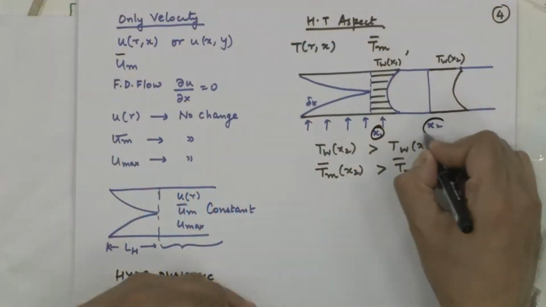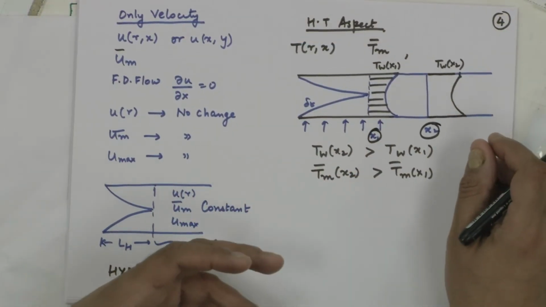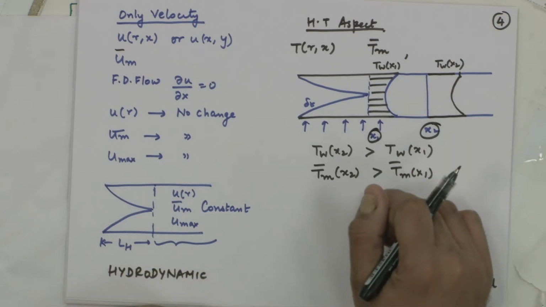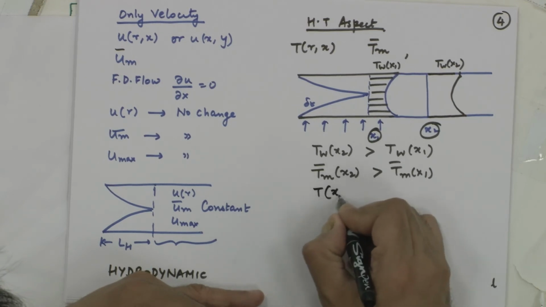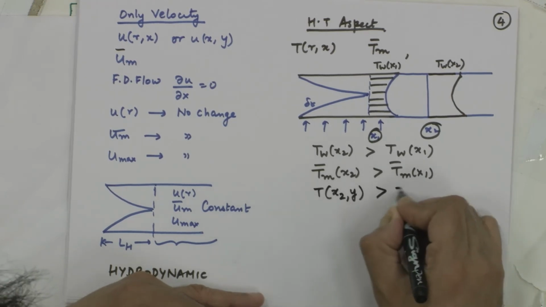That means both the shape as well as the size would be identical, hydrodynamically. Whereas in case of heat transfer, the shape would be similar, but because heat is being added to the fluid, the size of it is going to be increasing. If the heat is removed, the size of the temperature profile would decrease. Nevertheless, it is not going to be constant. If it were constant, that means there is no heat transfer between x1 and x2, and then it is not a heat transfer problem anymore. Okay, so this is T wall, T bulk mean, and of course, T local at x2 at any y location would be greater than that at x1.